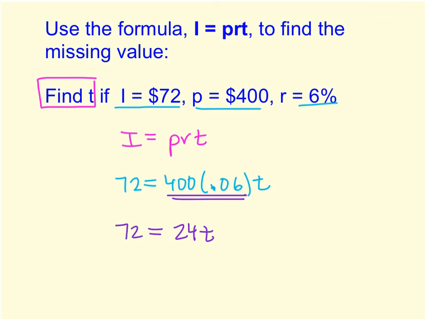And now it's a much easier equation to solve. You have 72 equals 24 times T. To get the T by itself, we'll just divide both sides by 24. So our time is 72 divided by 24, which is 3. And then remember, your time is always expressed in years, so our label is 3 years.